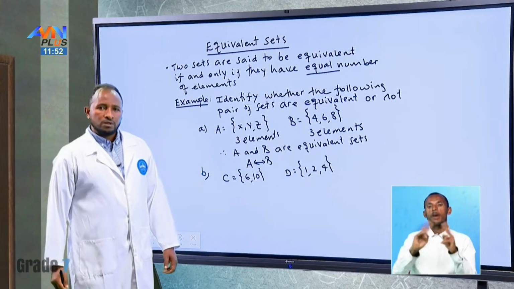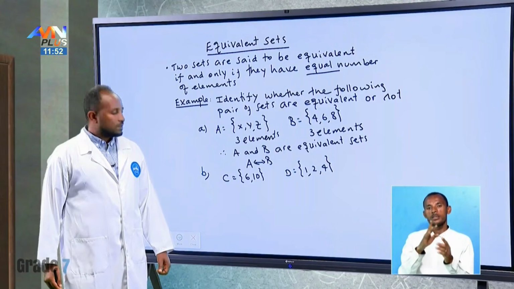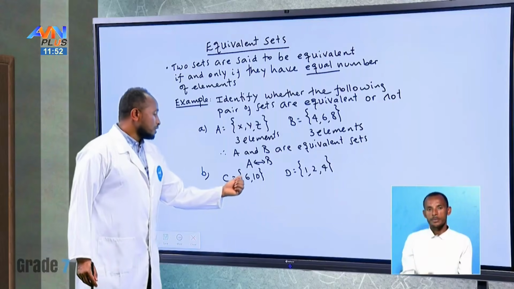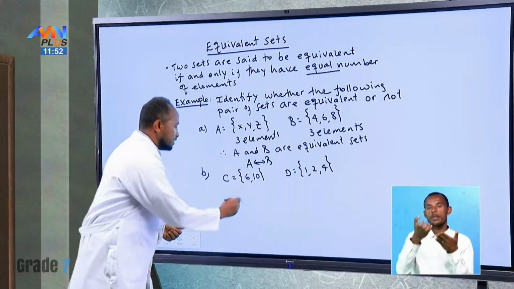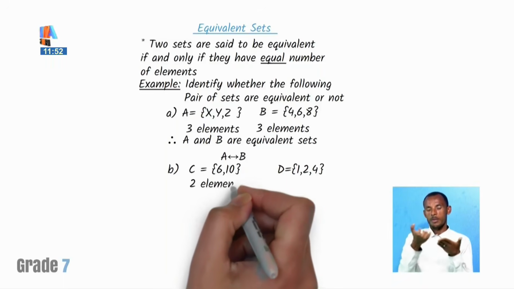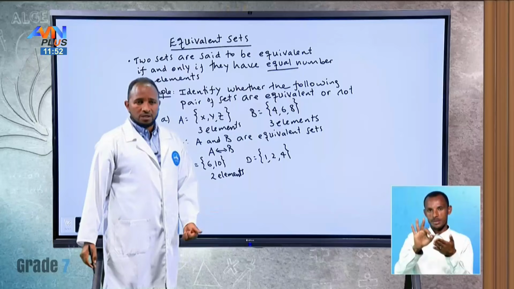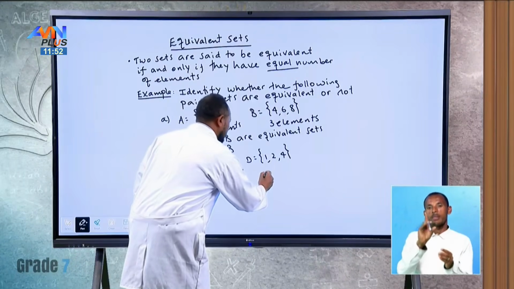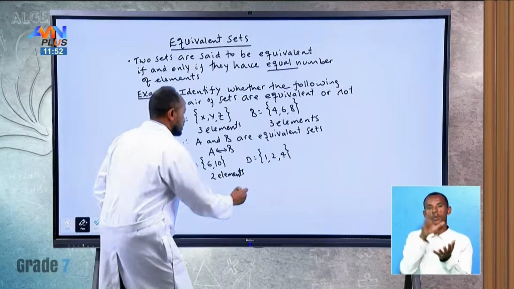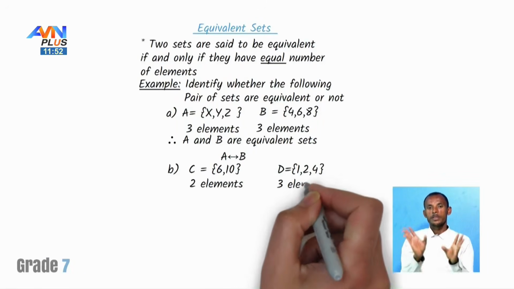Very good. Have you tried the question? Now let's see the answer together. When we see set C, it has 2 elements, 6 and 10. Here we have 2 elements. When we count the number of elements of set D, it contains 1, 2, and 4. It contains 3 elements. The number of elements of set D is this 3.